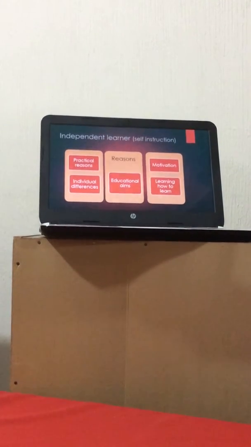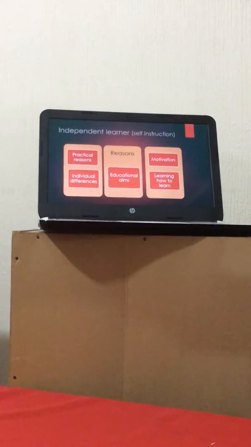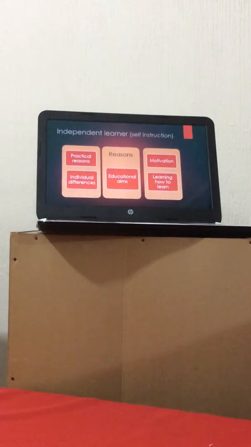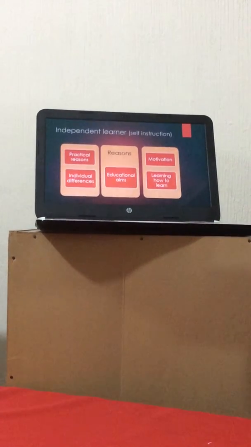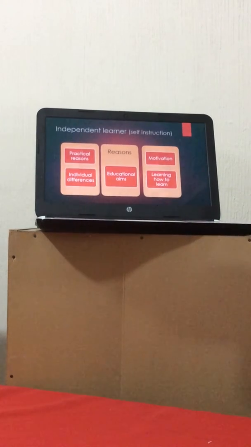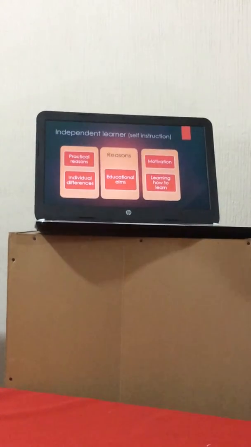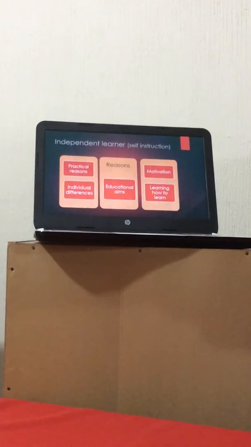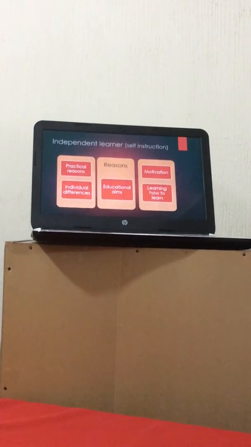Individual differences. Self-instruction enables us as teachers to cope with differences in aptitude, cognitive styles, and strategies. Educational aims. Self-instruction facilitates the development of strategies, which promotes autonomy and fulfills requirements for continuing education. Motivation. Self-instruction can have a positive effect on motivation. Learning how to learn is also a way to promote self-instruction.